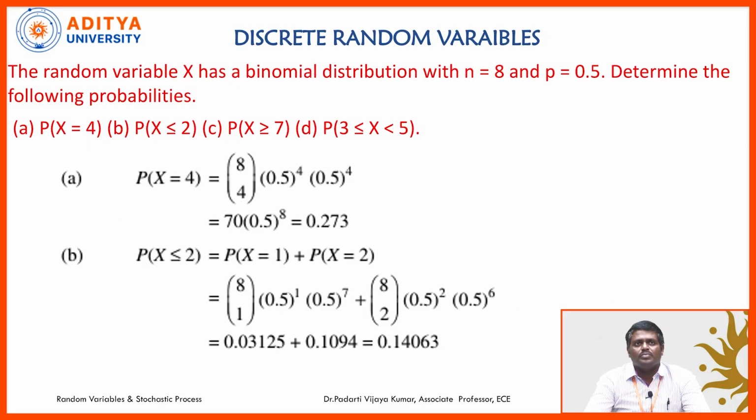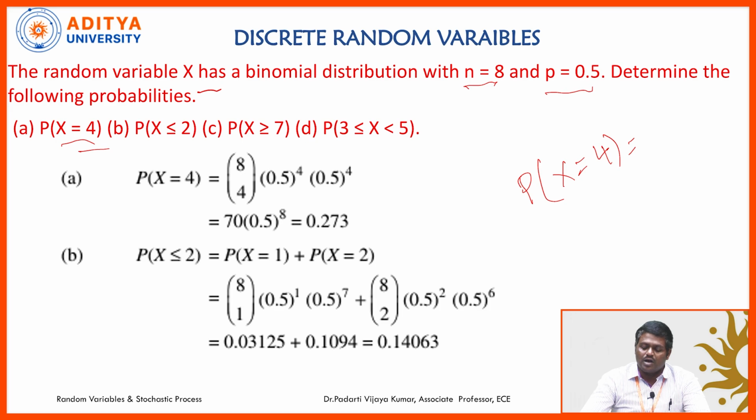Let us see one example related to the binomial random variable. Given a random variable X having a binomial distribution, the total number of trials is 8, and the probability of success is 0.5. We are asked to compute the probability of X equal to 4. That means X indicates 4 successes out of n trials. So, 8C4, p power 4, that is 0.5 whole power 4, (1 minus 0.5) whole power 8 minus 4. When you solve this, we will get 0.273.